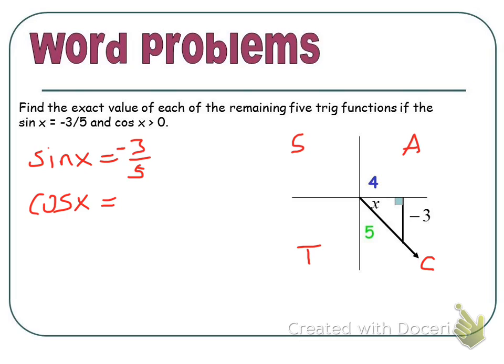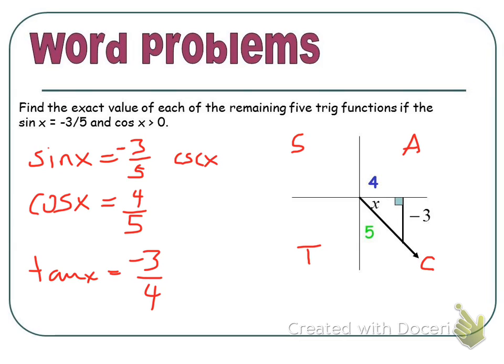You don't know? We'll have a look. Cosine of x. Megan? 4/5. It's the adjacent side over the hypotenuse. Here's the adjacent leg to the angle, and there's the hypotenuse. So it's the adjacent side over the hypotenuse. Tangent of x would be what, Georgie? Negative 3/4. And then from there we can do our reciprocal functions.